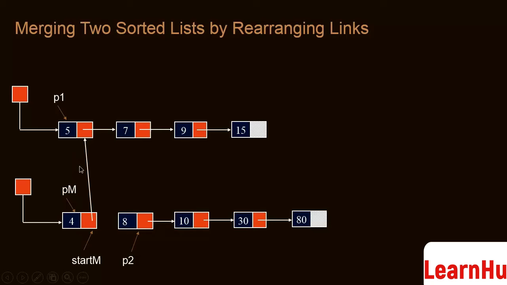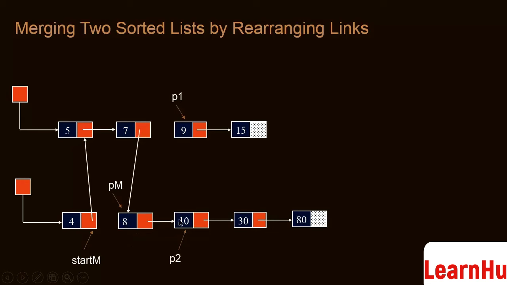Now we move Pm forward and we move P1 forward. Now we compare info of these two nodes referred to by P1 and P2. This one is smaller. So Pm link should refer to this node. In this case, it is already referring to this node. So we move Pm forward and we move P1 forward. Now we compare info of these two nodes. This one is smaller. So Pm link should refer to this node. Now we move Pm forward and we move P2 forward.